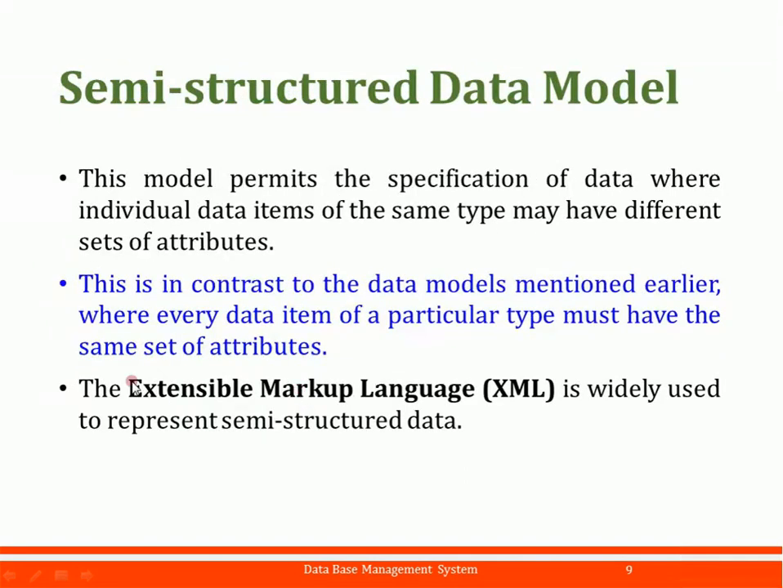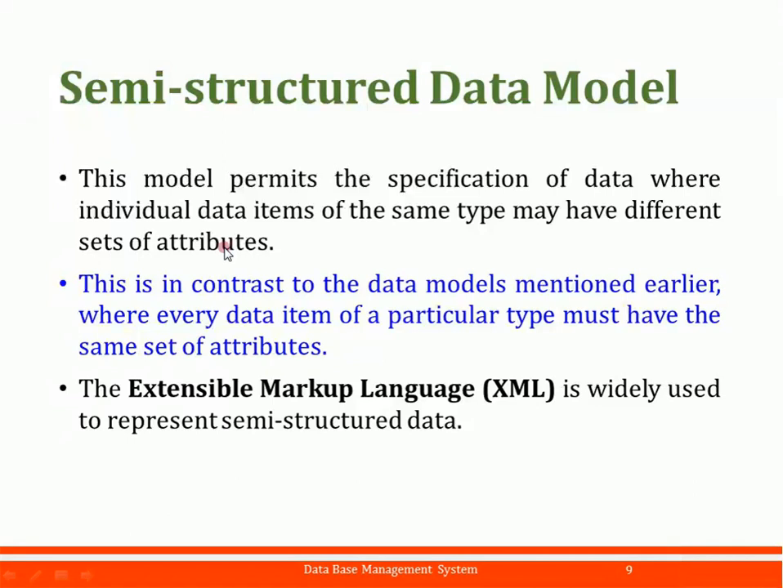The next type of data model is the semi-structured data model. This model permits the specification of data where individual data items of the same type may have a different set of attributes. So this is not a properly structured data model. We discussed that in the case of the relational model, we have a record that will store all the records of a particular entity.